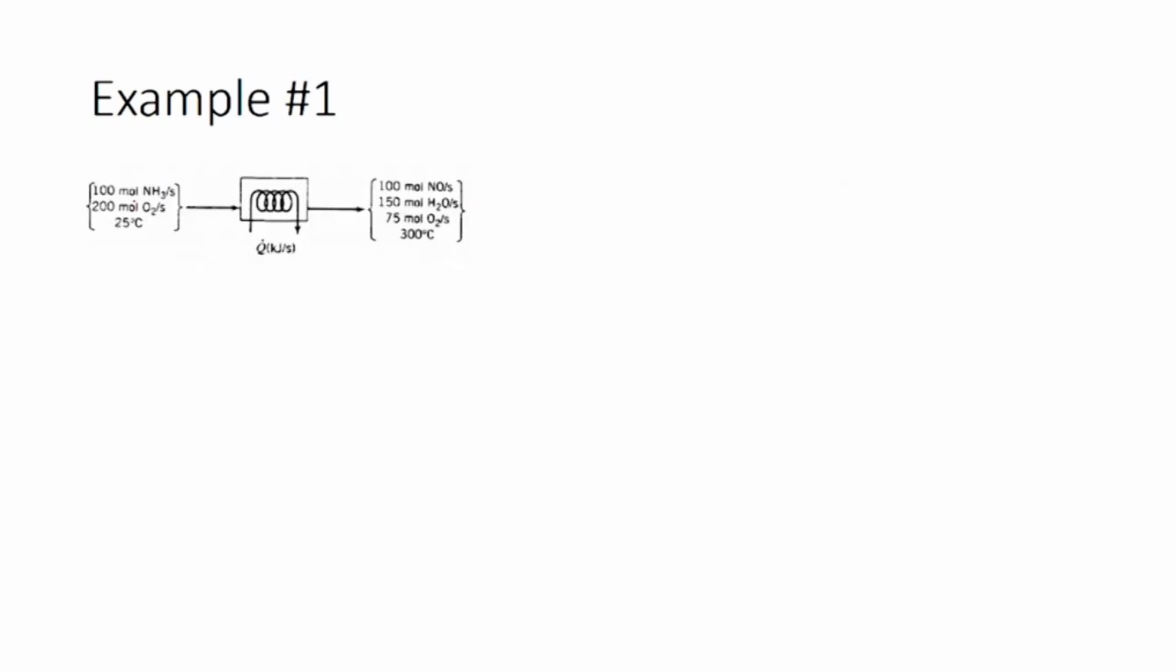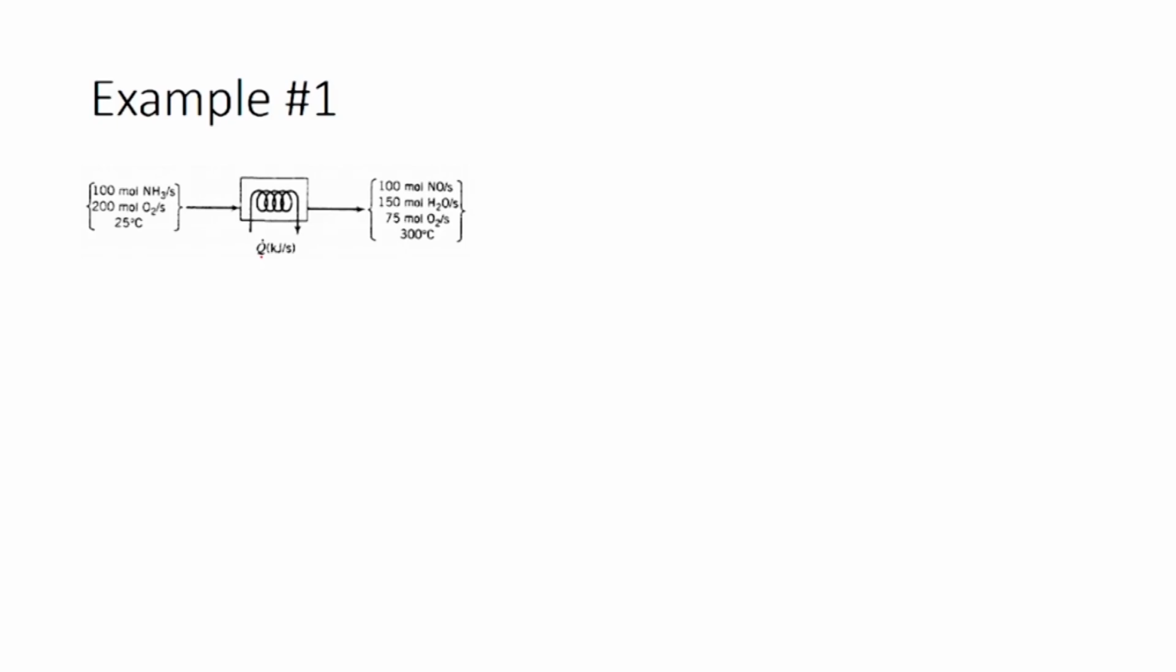So, this is 100 moles of ammonia and 200 moles of oxygen at 25 degrees Celsius coming in, and this ends up producing 100 moles of nitric oxide and 150 moles of water and 75 moles of unreacted oxygen, which are all leaving the system at 300 degrees Celsius. We now need to identify Q dot, which is the heat which is supplied or removed.